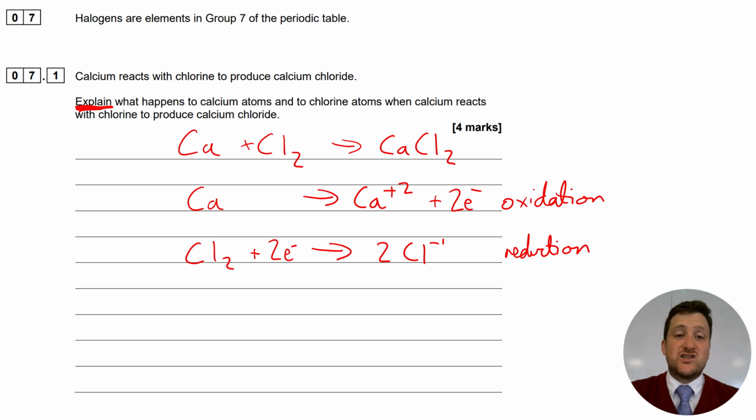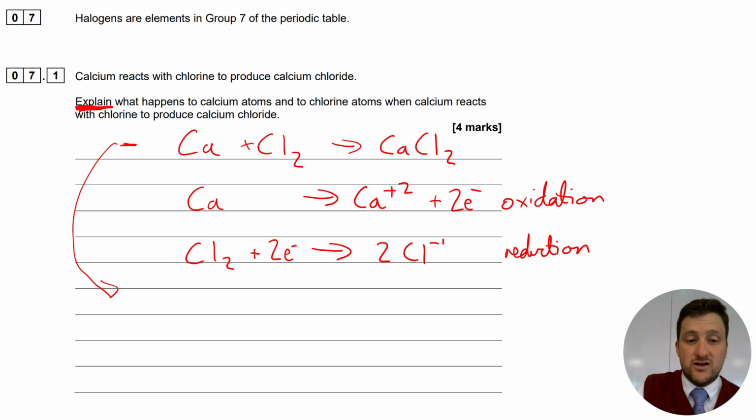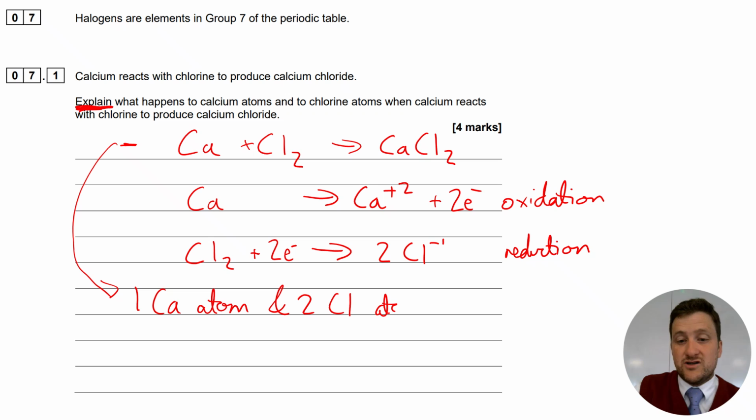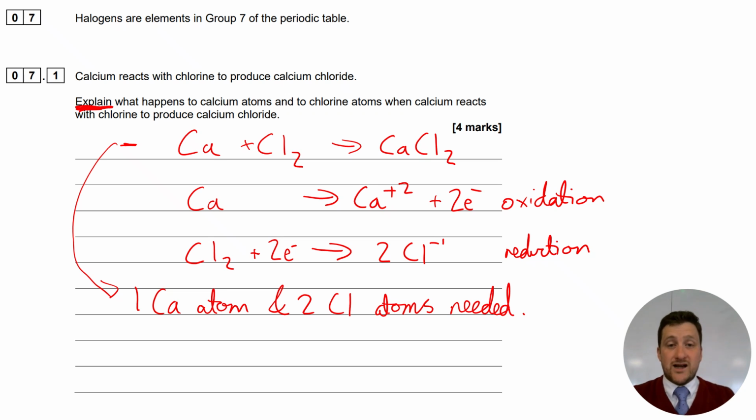Now, have you done an explain, a so? Not necessarily. So what I would say is you can add parts of that, but the first line here tells you that you have 1 calcium and 2 chlorine atoms. Now we've drawn it as a chlorine molecule, so it's worthwhile saying 1 calcium atom and 2 chlorine atoms needed. It is a molecule, it does react as a molecule, but they have asked us to talk about chlorine atoms, so we're going to talk about that.